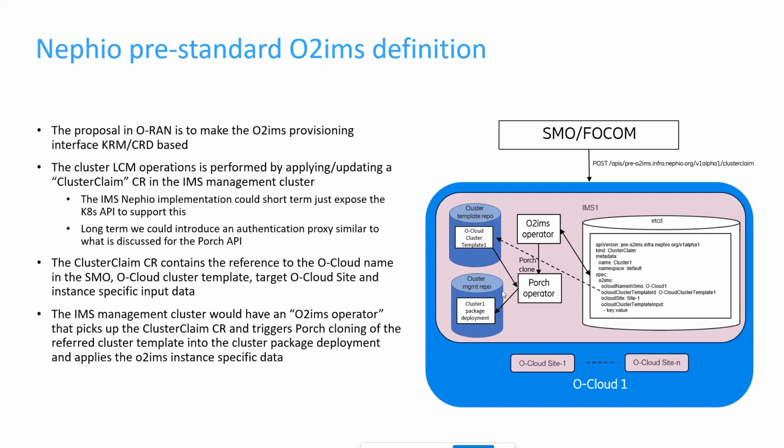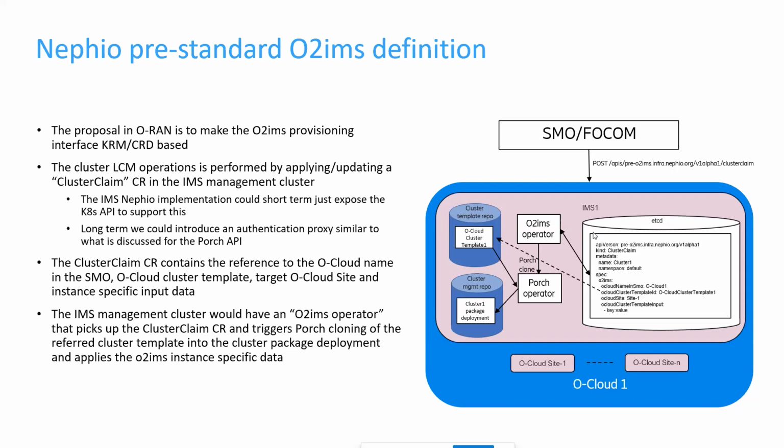So when SMO sends that request to IMS, can you explain these arrows, what's the flow, like 1, 2, 3, 4? There are 5 arrows. What happens?